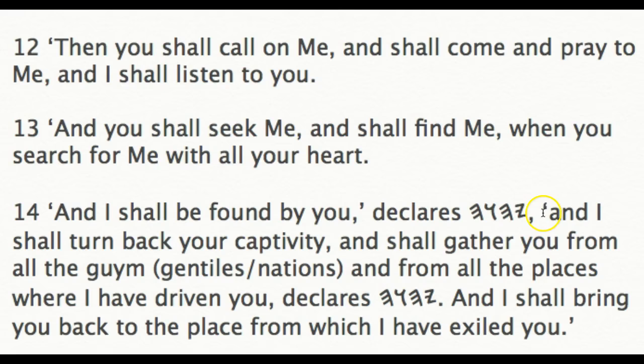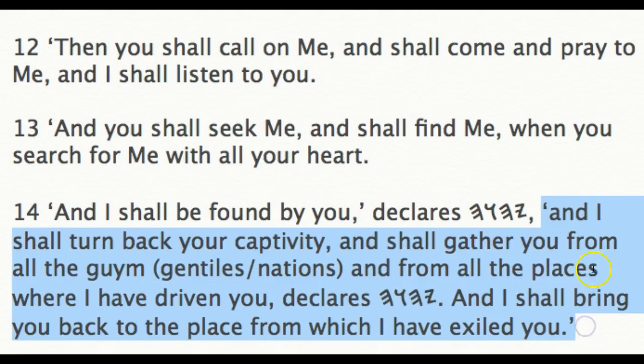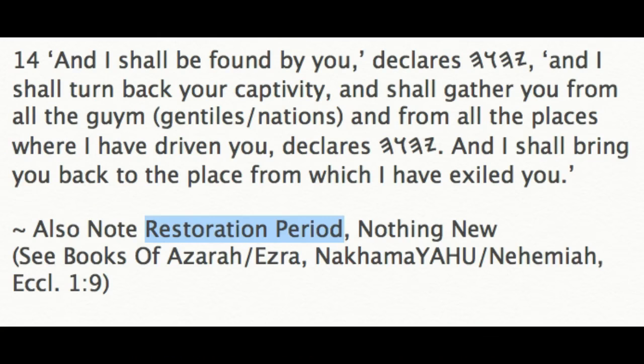And I shall turn back your captivity, and shall gather you from all the Goyim, or the Gentiles' nations, and from all the places where I have driven you, declares Yahuwah. And I shall bring you back from the place from which I have exiled you." So we see the 70 years prophecy that Yahuwah gives concerning Babylon and the Babylonian captivity, that afterward there would be the restoration period.